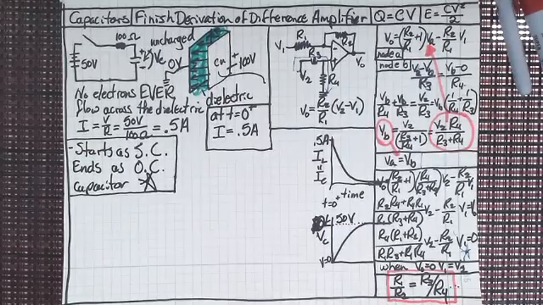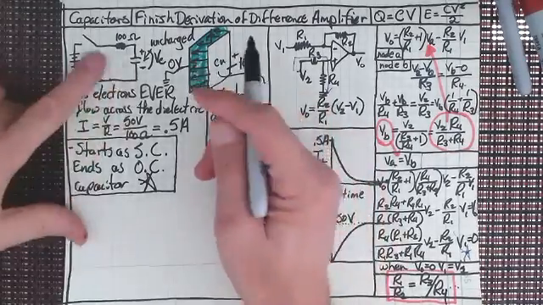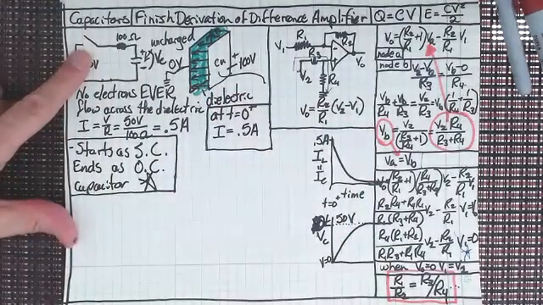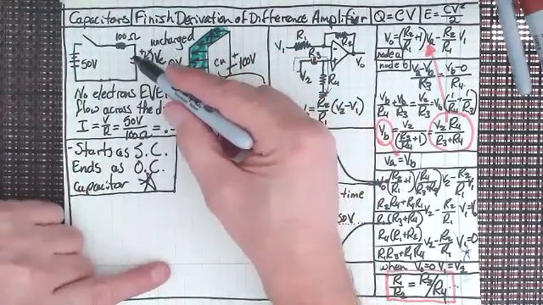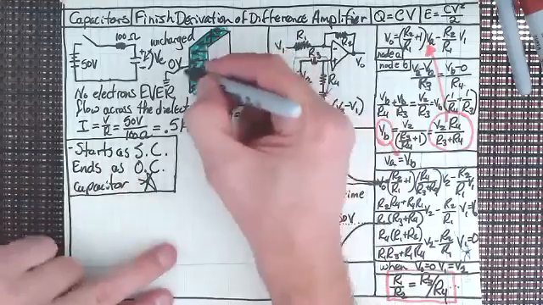Now, how does that happen? That's what we really want. How does that happen? What is really going on inside this circuit? I'm going to show you what's really going on. Let's just look at this.